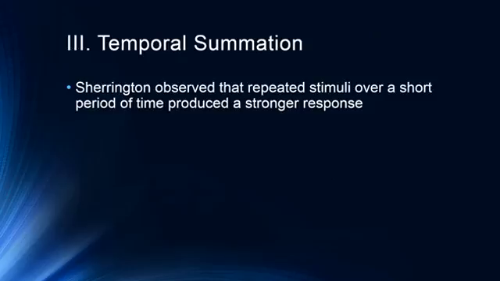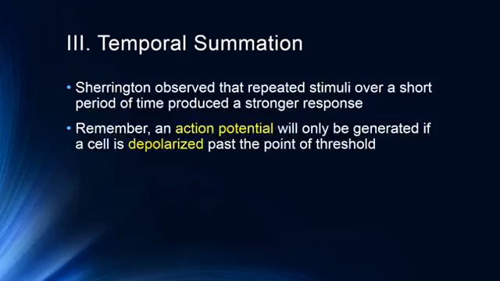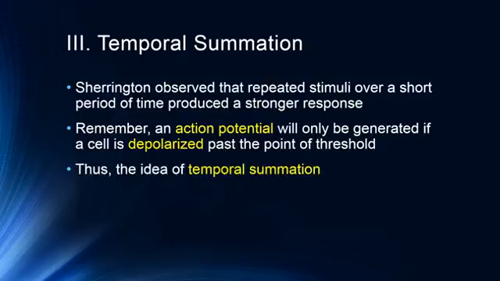Sherrington observed that repeated stimuli over a short period of time produced a stronger response. Remember, an action potential will only be generated if a cell is depolarized past the point of threshold. So when we have several small depolarizations that are not sufficient to generate an action potential on their own, they will summate over time. That is, they don't diminish all at once. So while a single excitatory postsynaptic potential that is not sufficient to cross past the threshold will not produce an action potential, several in a row might, because the earlier EPSPs have not worn off yet, because they take time and space to dissipate. So we get this idea of temporal summation.